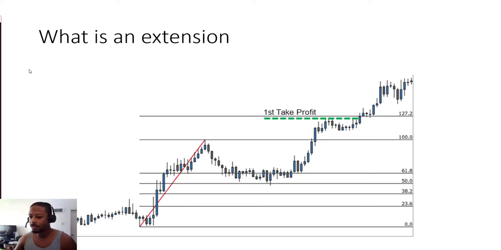Okay. So what is an extension? AKA your profit take level. So an extension is a tool that traders use to define their profit targets or estimate how far a price might travel after the pullback has finished. Okay. So once that pullback has happened, they're going to want to know when they're going to take their profit. At what level do they take profit? Okay. And again, that's up to you as a trader.